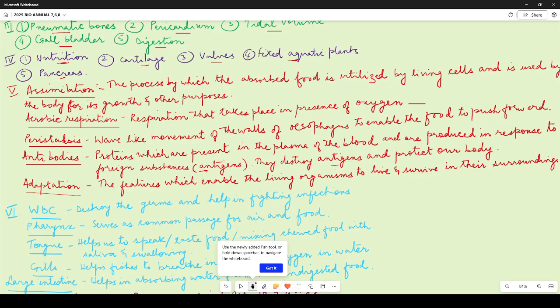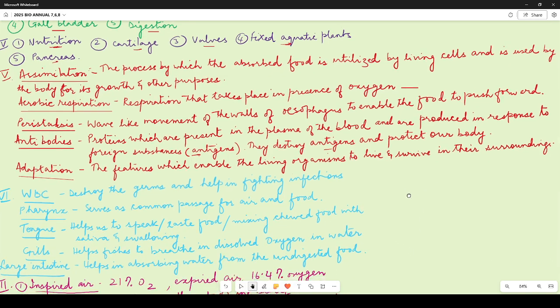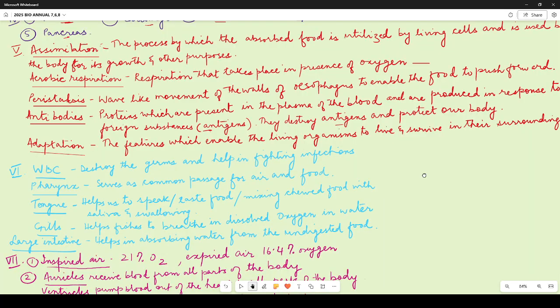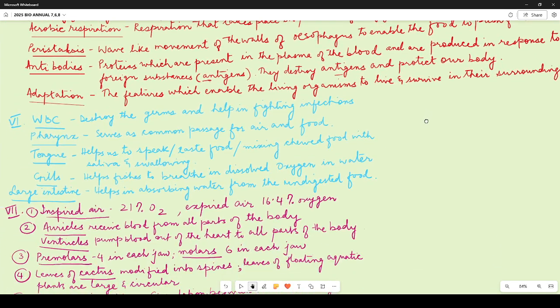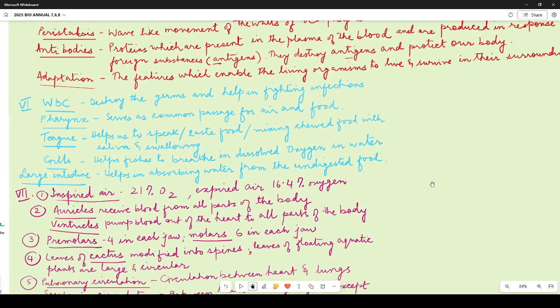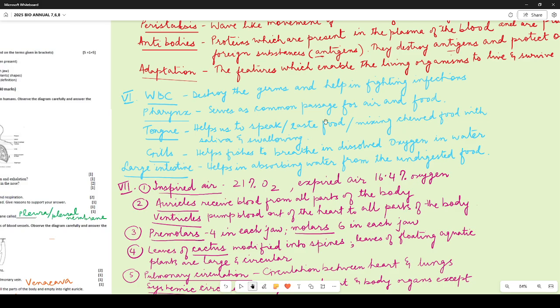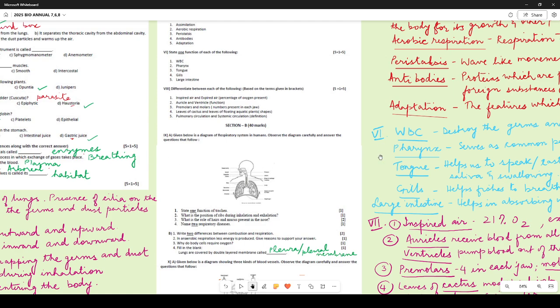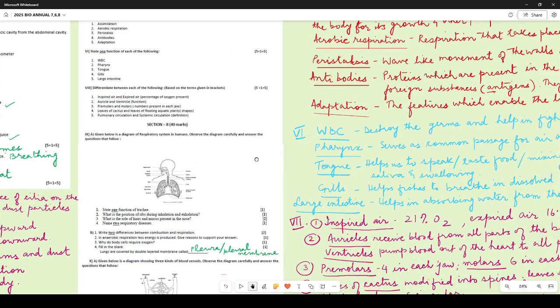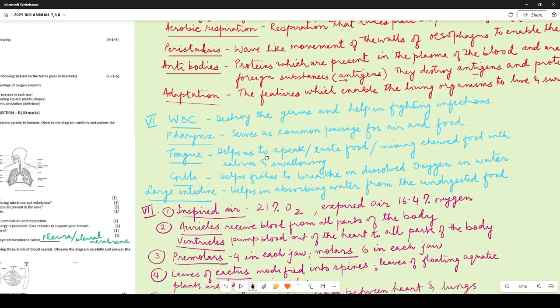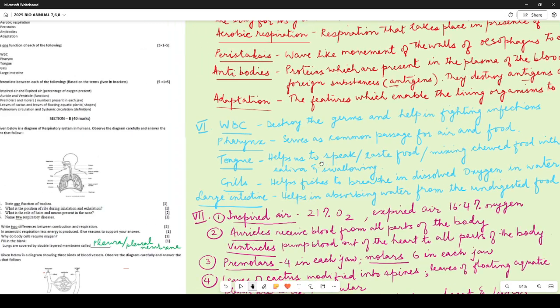Adaptation. What is adaptation? The features which enable the living organisms to live and survive in their surroundings is called as adaptation. So, how well they are able to live in their surroundings, that is adaptation. Now, let us talk about the functions, right? So, this question was about what are the functions, state one function of each of the following. So, we take up the functions of these. WBC. What is the function of WBC?